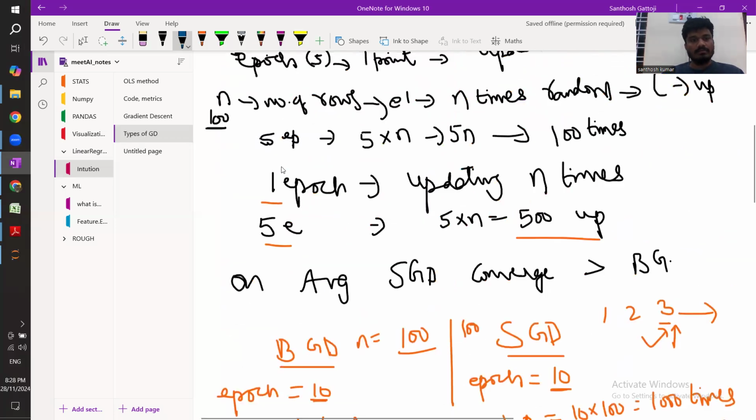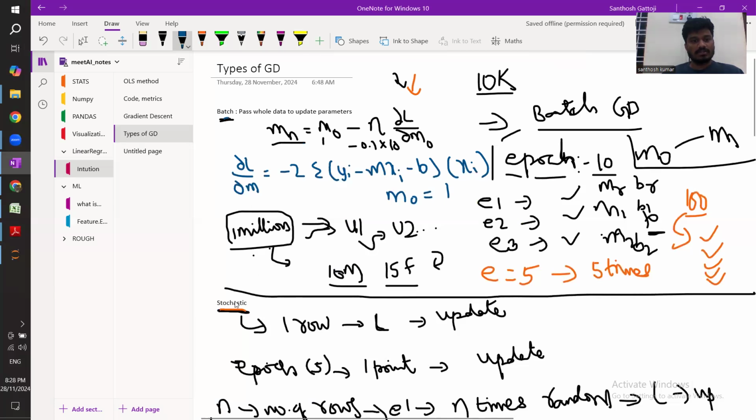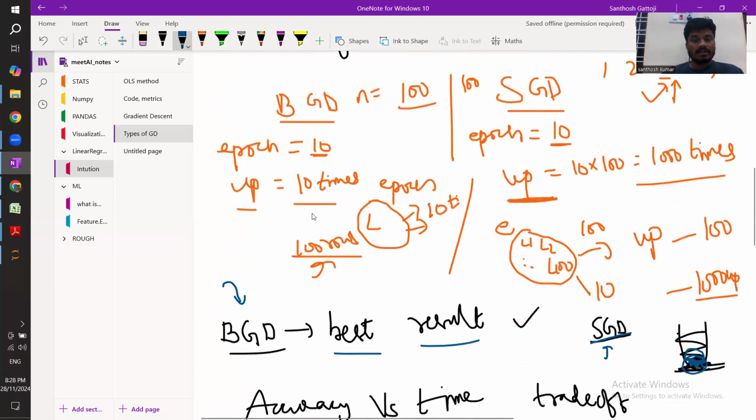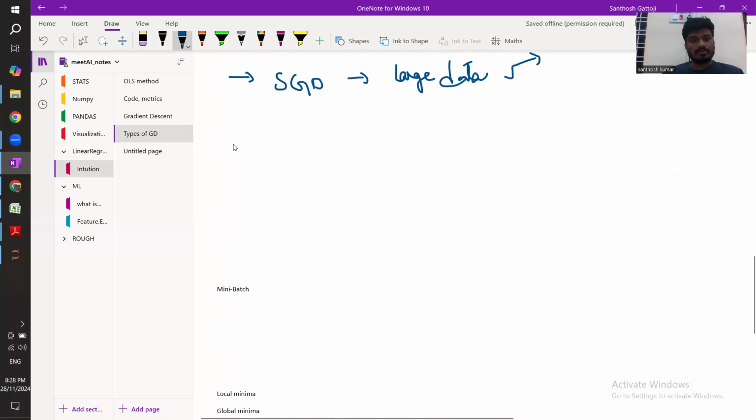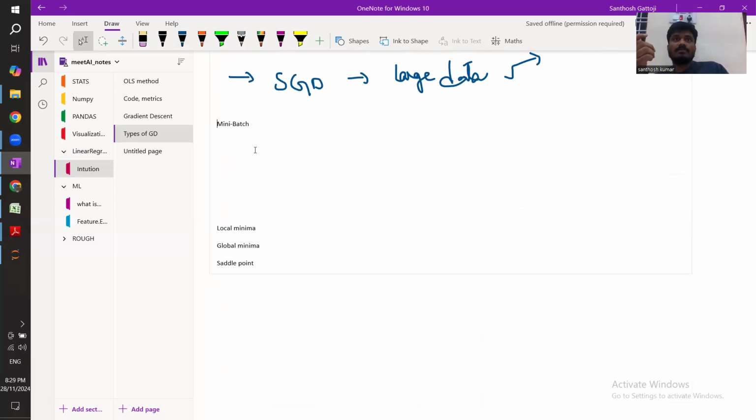So now we have two things: one is batch and one is stochastic. That's fine. But we have another type also. It's called best of both worlds. That means you take the best things from both: the efficiency from the batch and the stochastic nature from stochastic gradient descent. Batch is more efficient. Stochastic is more random in nature, which means it can converge fast. So if you take these two qualities and create a new gradient descent, that is called mini batch.